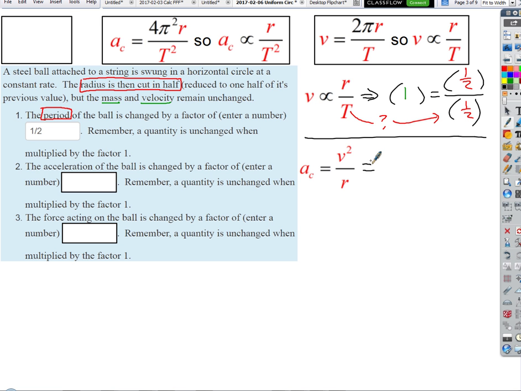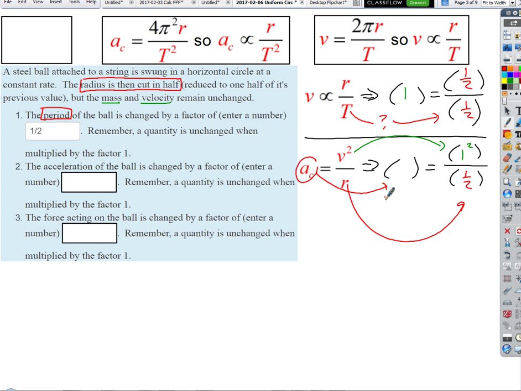Okay, we just need to fill in blanks here. So we've got something equals something over something. We said V was 1, so up here this is just going to be 1 squared, which is 1. R is 1/2, we know, so this is 1/2. And so then what does that mean centripetal acceleration needs to be?